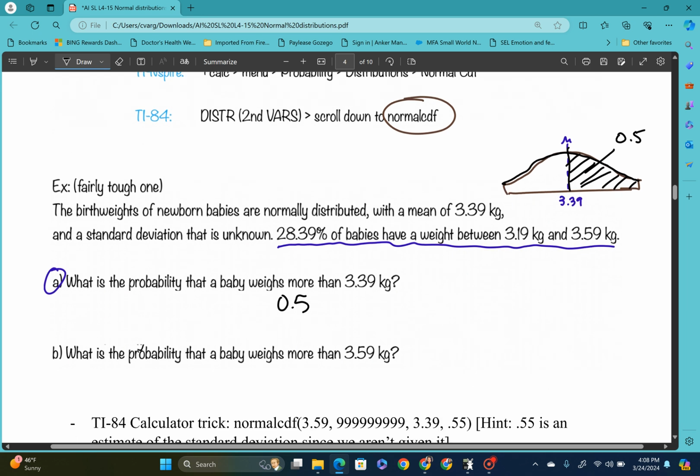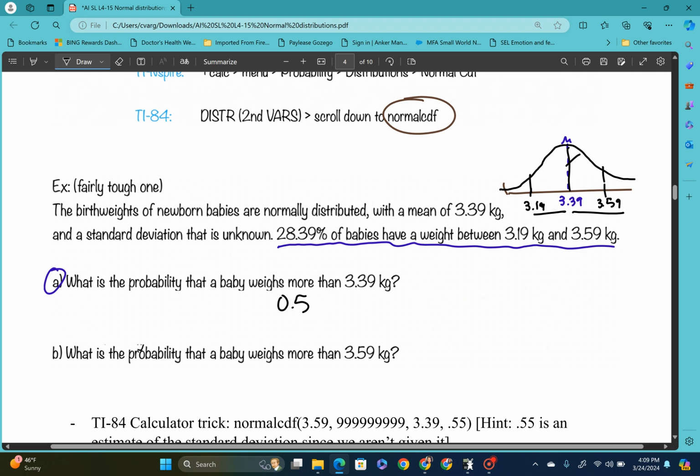What is the probability that a baby weighs more than 3.59? Let me go back and erase this and get back our curve. So we have something that looks like this. Somewhere on this right side is where 3.59 is, and somewhere on this left side is where 3.19 is. This is 0.2 away and this is 0.2 away, so they're the same distance away from the mean. We definitely know that.